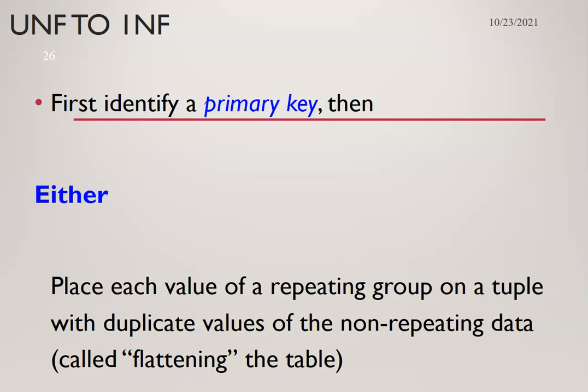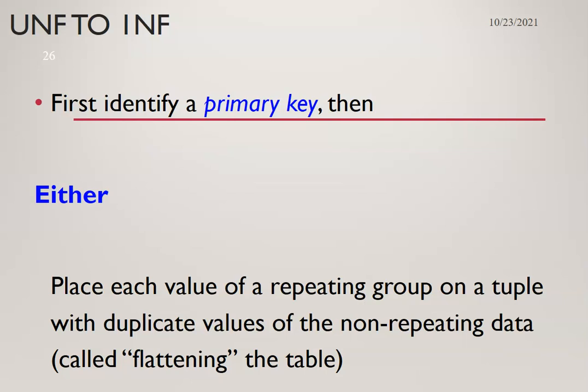So the first important thing, like we said, is that in normalization, you need to identify the primary key. That should always be your number one. And then after identifying your primary key, you go into the functional dependency of the different attributes within that given relation. So first identify the primary key, and either you place each repeating group on a tuple.